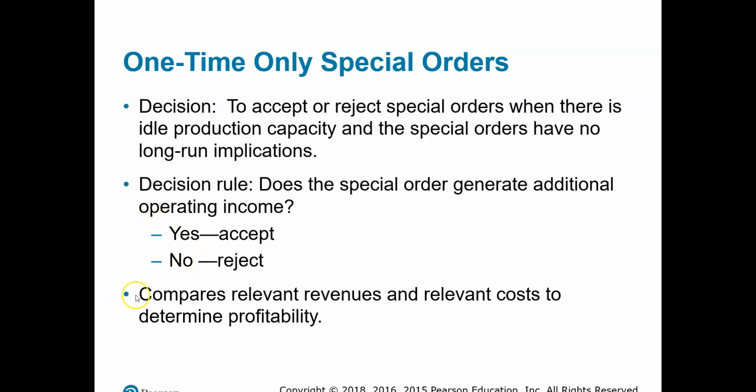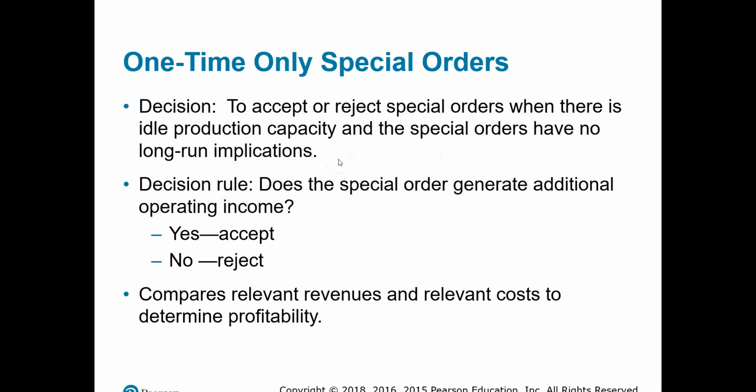If it does not, we should reject it. And in the one-time only special orders, we're going to compare relevant revenues and relevant costs to determine profitability. And one more thing I want to talk about here is that the special order should have no long-run implications.